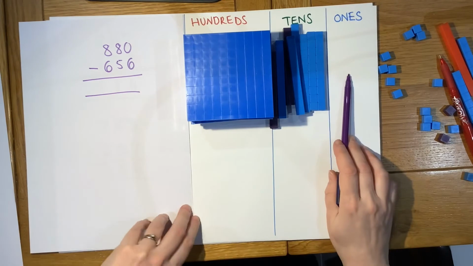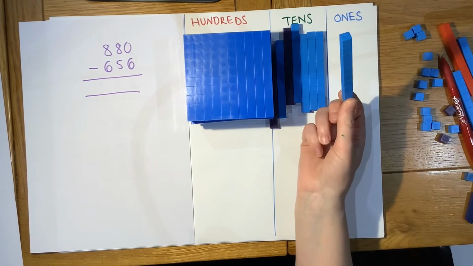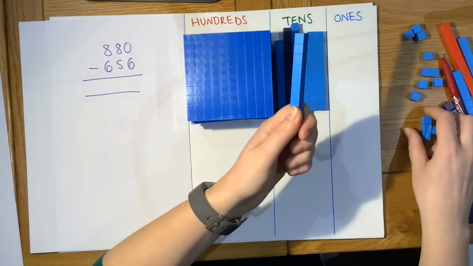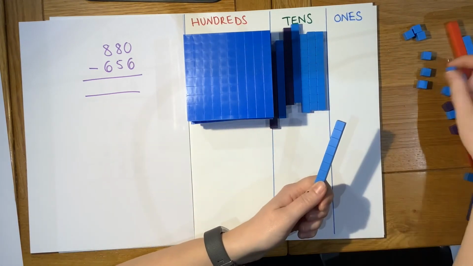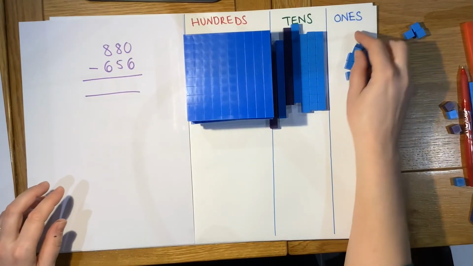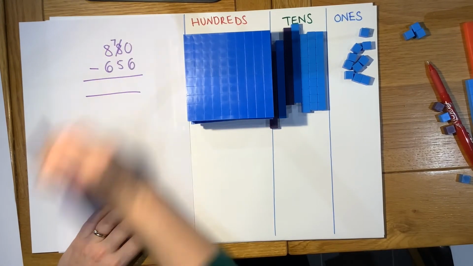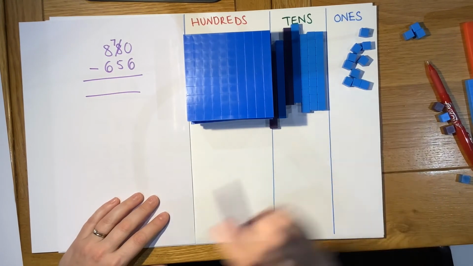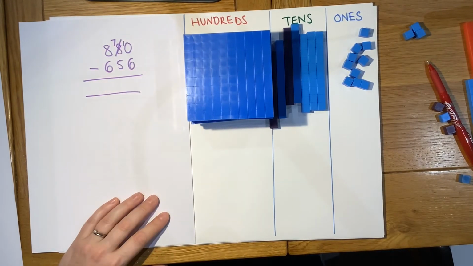I need to take away 6. Haven't got any at the moment, so I'm going to exchange a 10. So I'm going to swap this 1 ten for 10 ones. 5, 6, 7, 8, 9, 10. Okay, so what I've done is I took one of my 8 tens, leaving 7 behind, and I added the 10 ones onto the 0 that were already there, giving me 10 altogether.